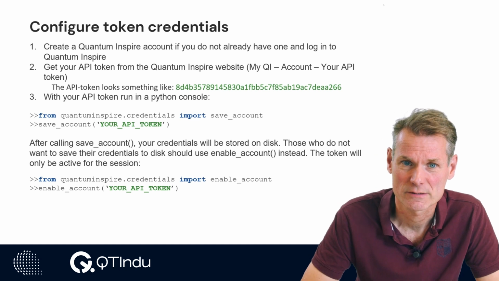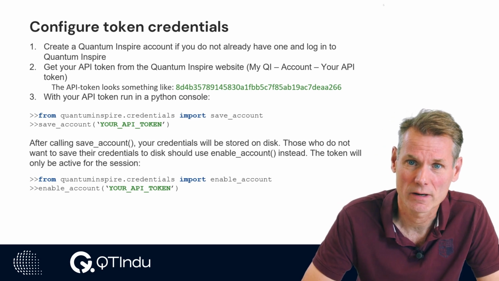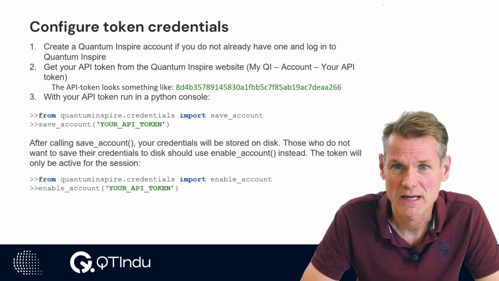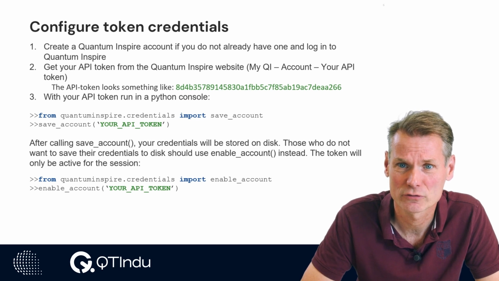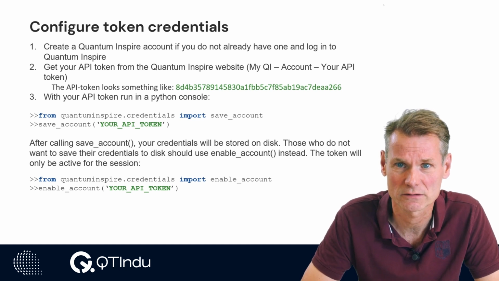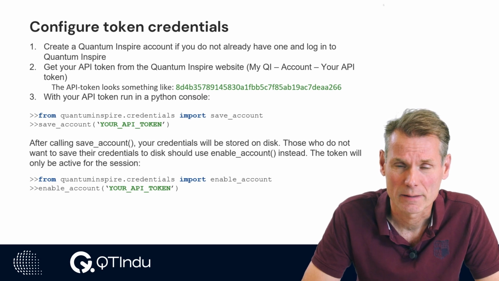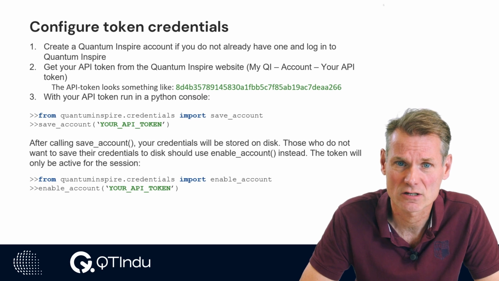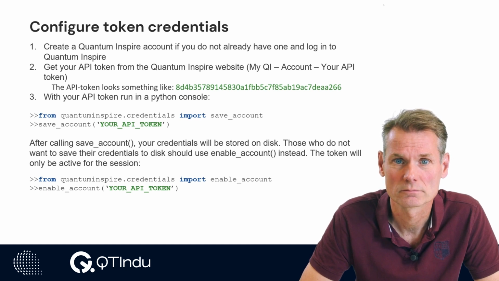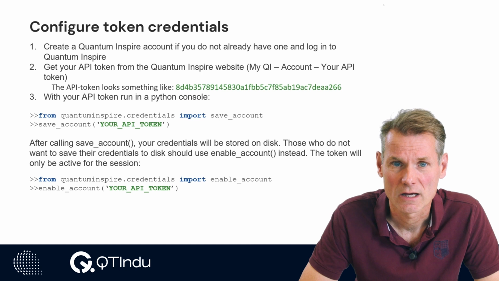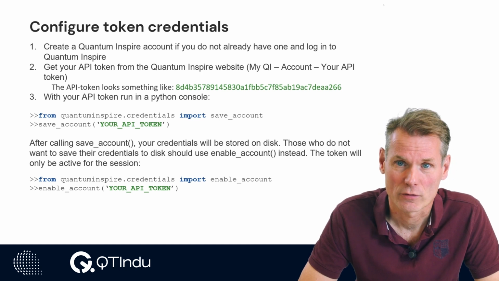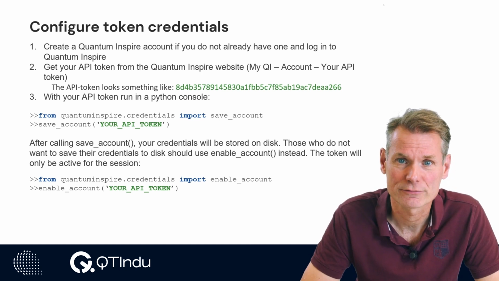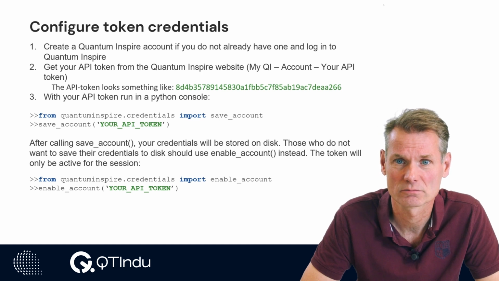Log into your Quantum Inspire account, press the My QI button at the top right, and enter the email address and password you registered and press the Login button. Get the API token by pressing button Account, navigate to section Your API token and press Copy to Clipboard. Open a Python console and run save_account with your API token. Save Account is first imported from package credentials. After calling Save Account, your credentials will be stored on your local disk.